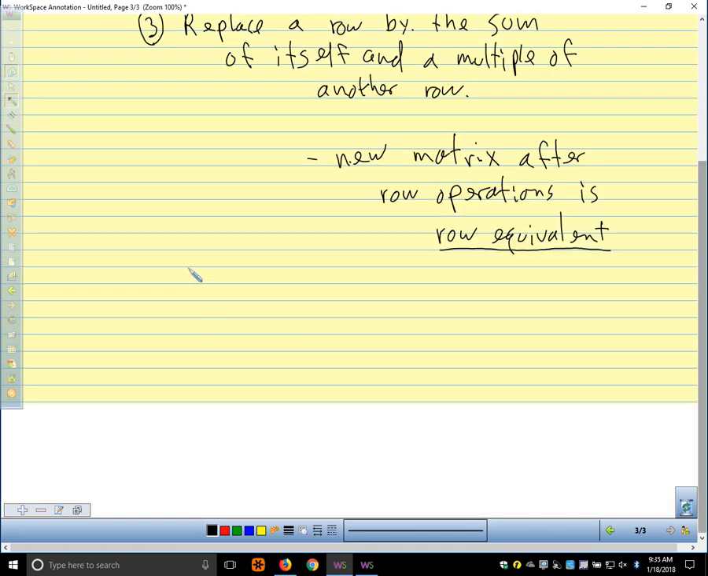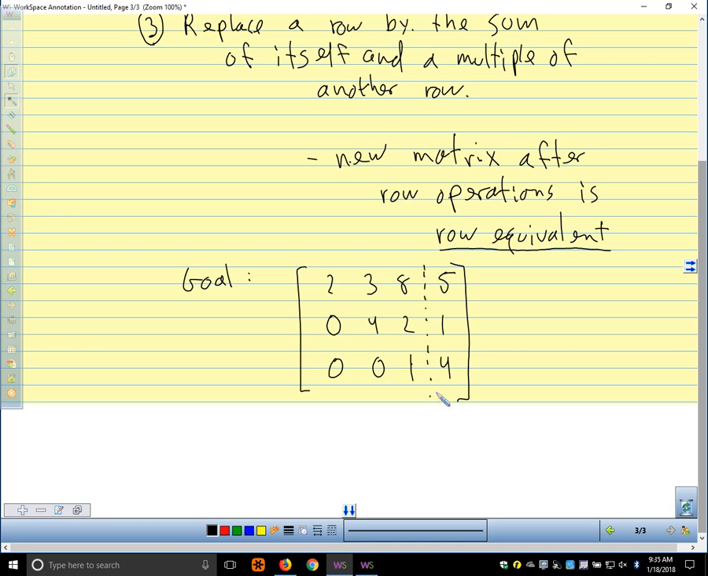And our goal is to make our matrix look something like this. I'm going to say 2, 3, 8, 5. We want a 0 here, and we want 2 zeros here. I'm going to put a 1 there. So we want a 0 there, just like we tried to get rid of the x in our system of equations. We want a 0 in these two places, just like we wanted to get rid of the x and the y in the third equation. And then this lets us read off our solution, because this tells us that z equals 4, 4y plus 2z equals 1, 2x plus 3y plus 8z equals 5. So we can get our solution to our system.